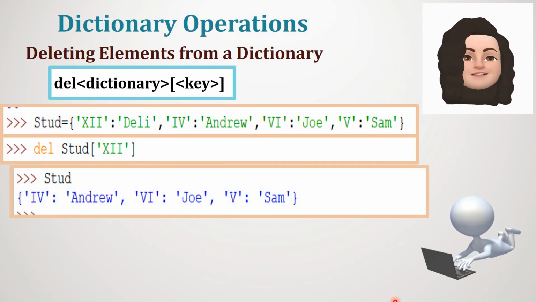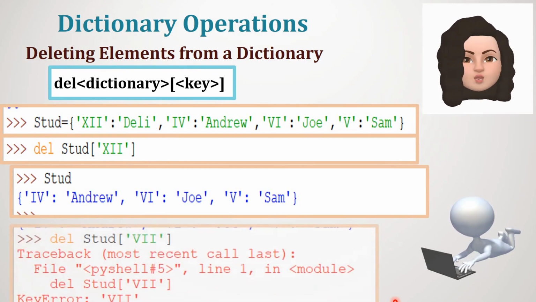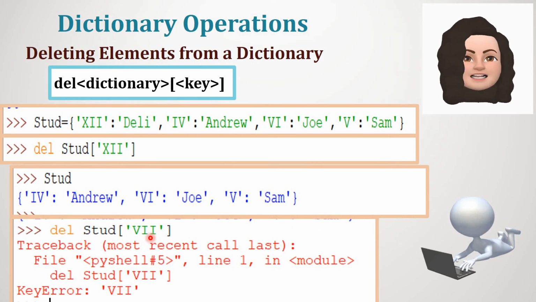Now suppose I specify a key which is not present in the dictionary: del STUD[7]. I am giving the key as 7, which is not present in the dictionary. Python will raise a key error because this key is not present in the dictionary.